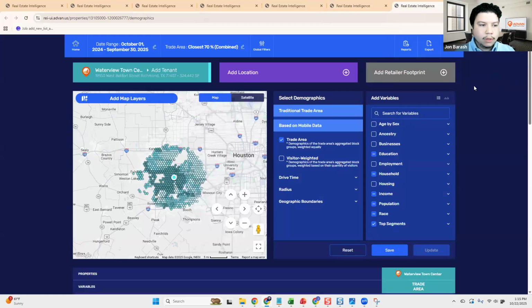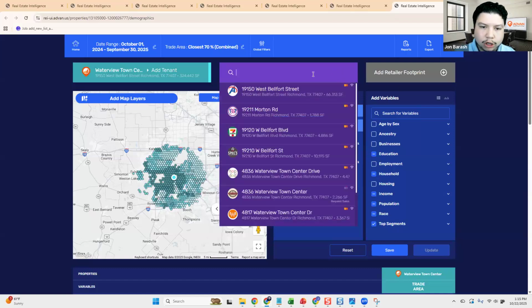So now to recap, we've used Advan and PersonaLive to validate that the Waterview Town Center would be a good fit for Sprouts. We let everybody know that we were coming to town. And then after opening, we send another marketing blast to our underserved customer. The last thing I'd like to do here is to take a bite out of our competitors' market share.